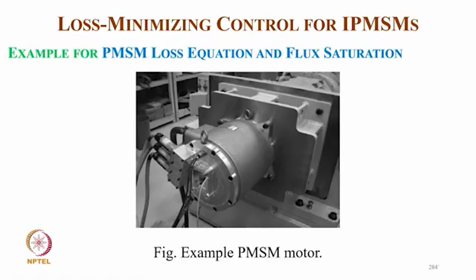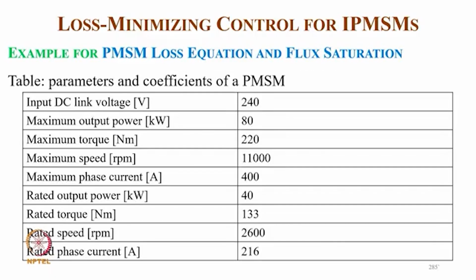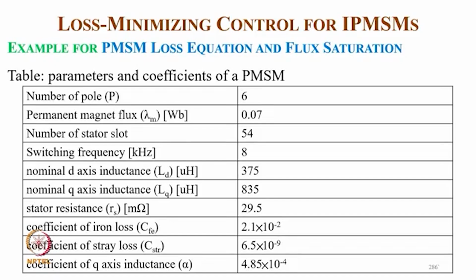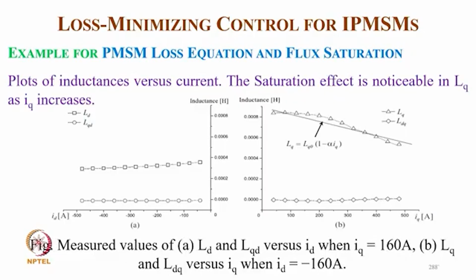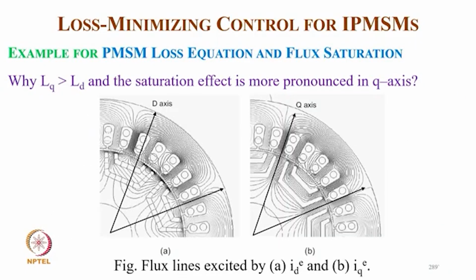A typical example of PMSM loss and flux saturation, the example of a PMSM drive. And these are the parameters of the PMSM drive with maximum output power 80 kilowatt and 11,000 RPM, of course for an electric vehicle. And these are the other parameters. And these are the measured steady state flux, the DQ current, and the D axis flux linkage and Q axis flux linkage. And these are the measured values of LD and LQ. And LQ and LD versus IQ and minus ID, with ID up to minus 160 and IQ. And these are flux lines as affected by ID and IQ.